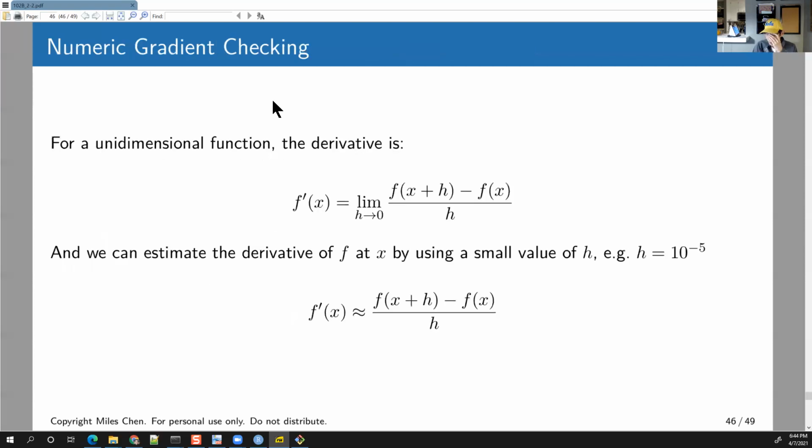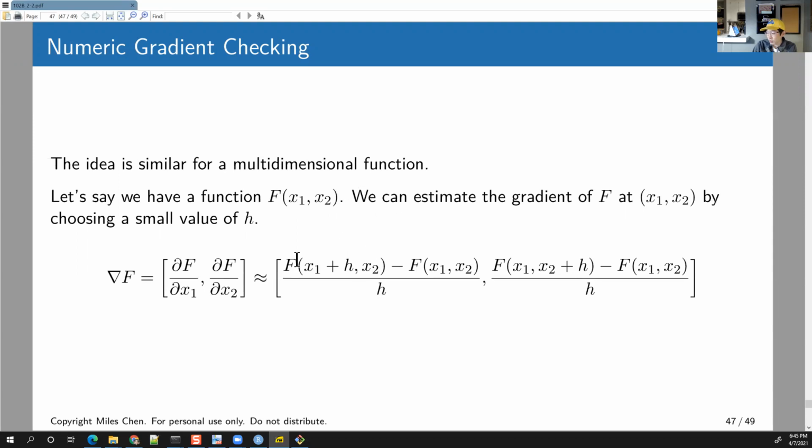The way we do numeric gradient checking is we take the definition of the derivative, which is basically that you add a small value h to x, and you ask how much the function changed: I calculate the value of the function there, and subtract off the value of the function at x. How much did it change? We're basically going to do that, but multi-dimensional.